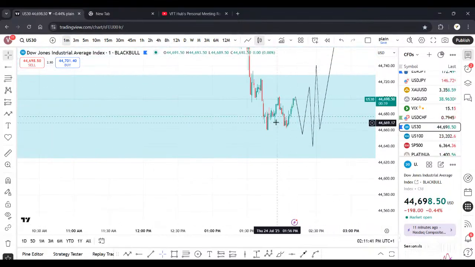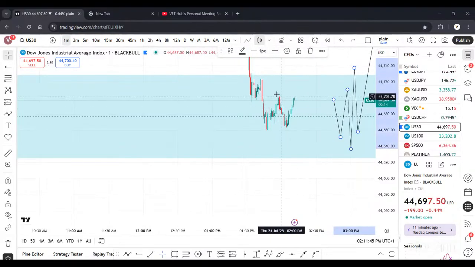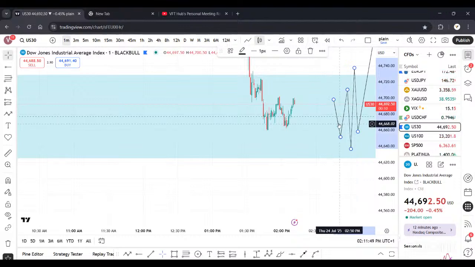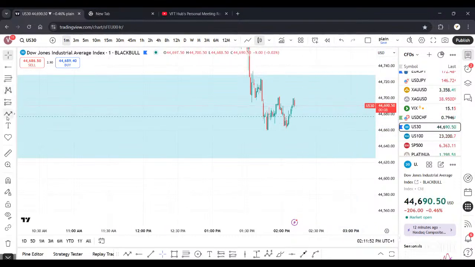Like what has happened here now? This is a sweep, and it wants to see a break of structure here, right? Let me delete this. This is the sweep we have here. Once you see a break of structure up, right, then return to this leg and then continue.